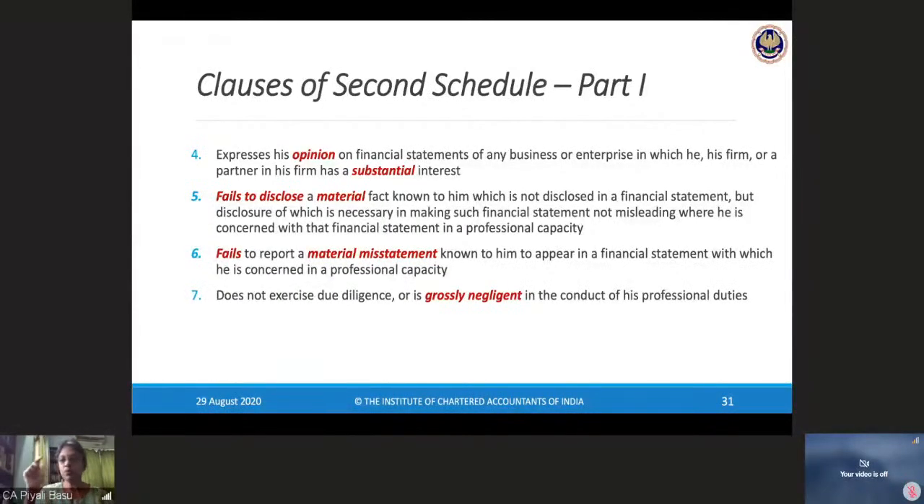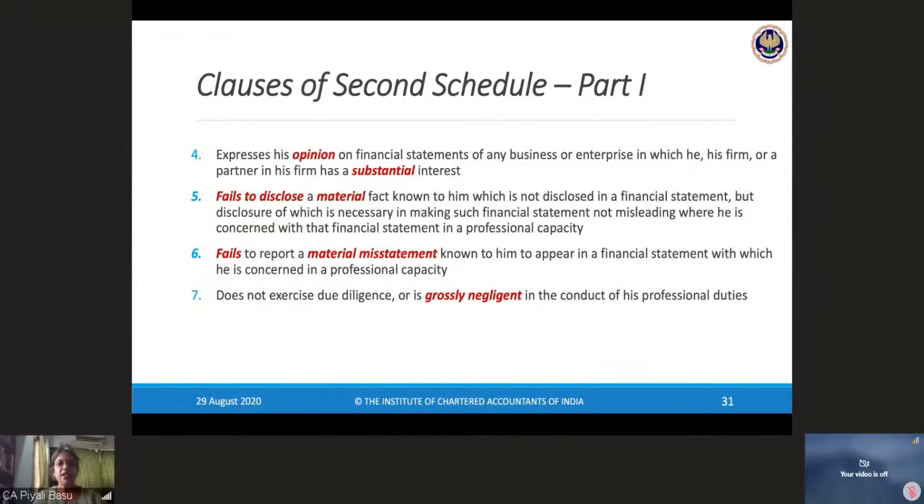Okay? So, clause 5 talks about such a material fact that has happened and come to your notice during the audit, but you chose not to disclose it. In such a case, a member in practice will be guilty of a misconduct under clause 5, part 1, second schedule. Okay?